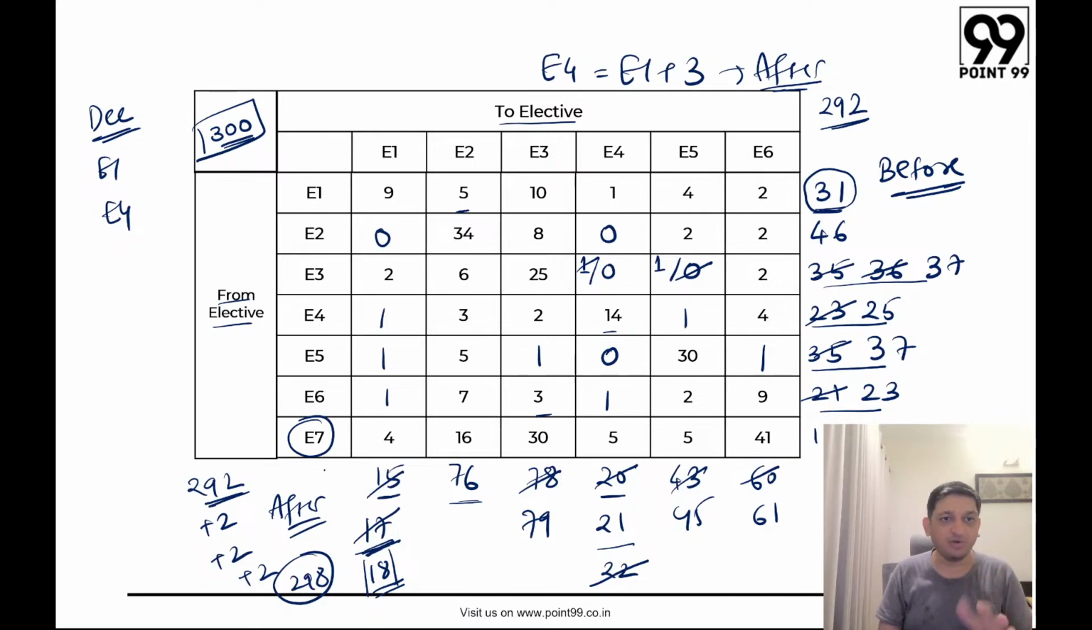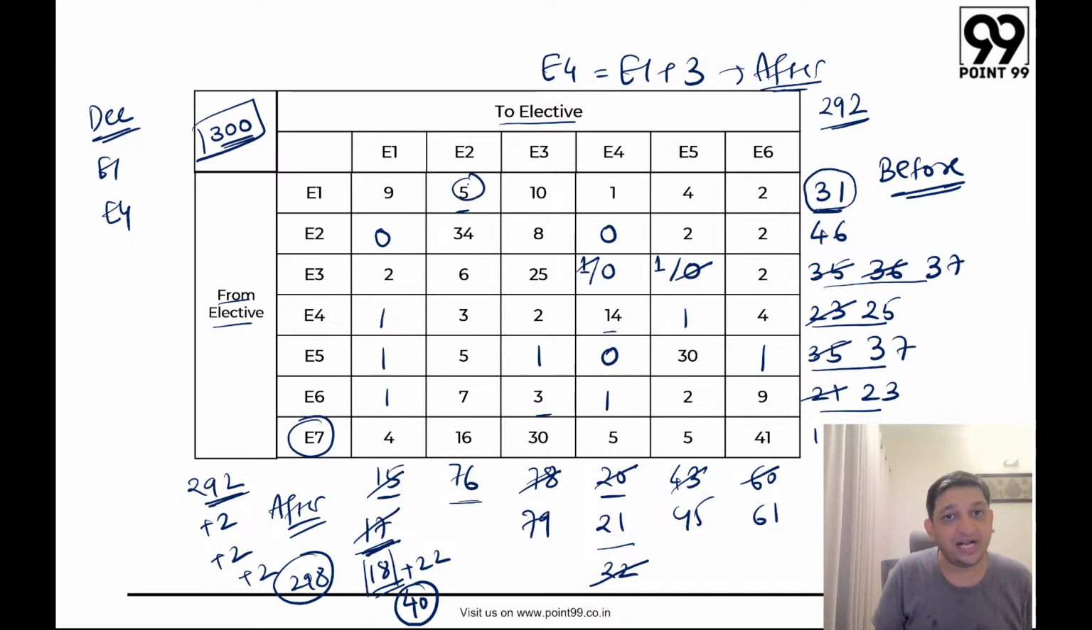So E7 is done, nothing will happen there, but all the other electives' people will have to come back to E1. So what will happen in E1? These 18 are already there, but these people had left: 5, 10, 1, 4, 2. All of these people had gone. So these people will come back to E1 now. So 5 plus 10 is 15, plus 1 is 16, plus 4 is 20, plus 2 is 22 people will come back to E1, and now E1's number will become 40. I hope this is visible on the screen. Just let me check once. Yeah, so 40 is the number that will come here. So 40 people will now be in elective 1 after the reversal.